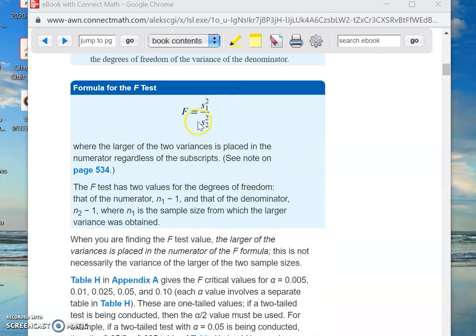The way this works is the larger of the two variances is placed in the numerator. If you have a variance of 20 and a variance of 15, the 20 goes on top. If you have 25 and 30, the 30 goes on top. The bigger number always goes on top. It has nothing to do with the sample size, only the actual numerical value of the variance. The big guy goes on top.